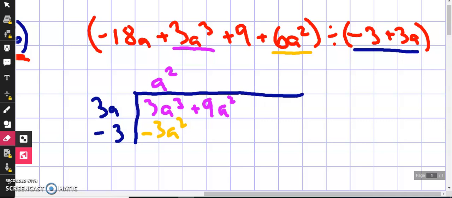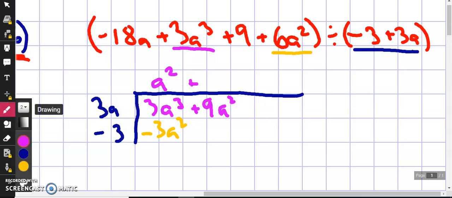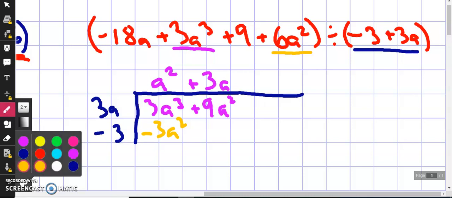So now we're just going to fill in from there. So if I see a 9a squared, I need a 3 up here because 3 times 3 gives me 9. I need another a because a times a gives me a squared. For the bottom row, negative 3 on the outside times positive 3 from the top gives me a minus 9a.